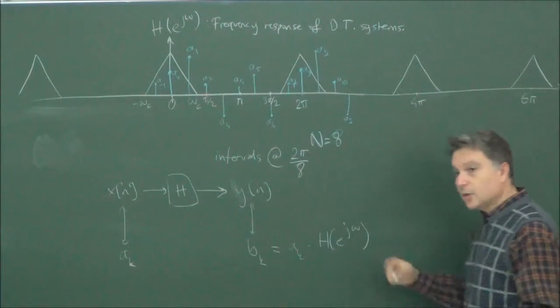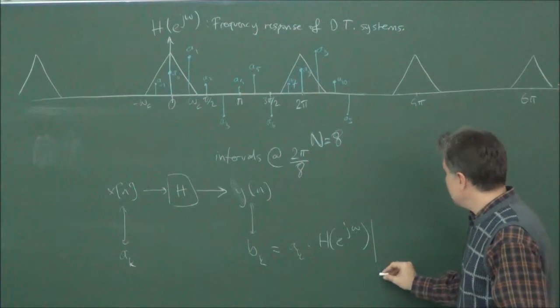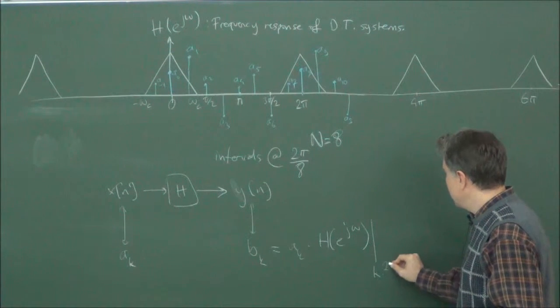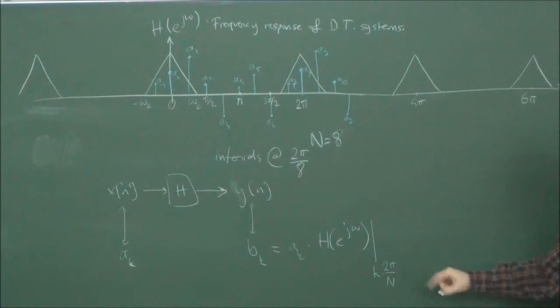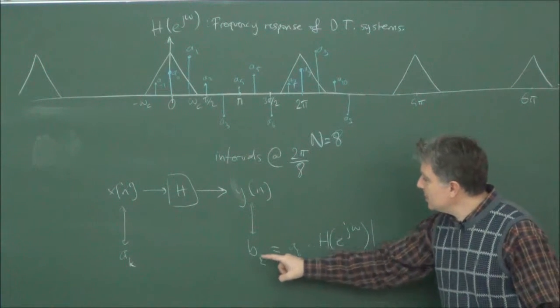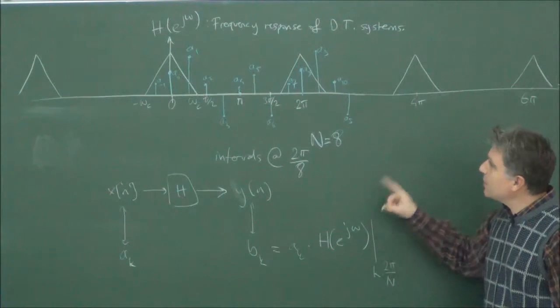At the corresponding frequency, what is that corresponding frequency? At frequency k times 2 pi over N, evaluated at k times 2 pi over N. For example, if k is 0, then b0 is equal to a0 times H of e to the j omega at omega equal to 0.